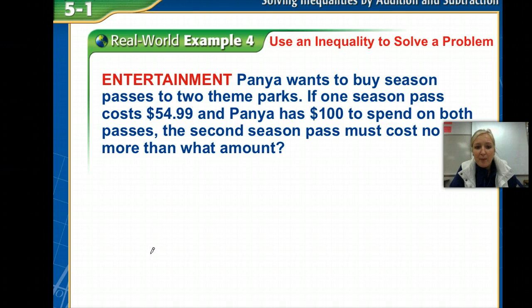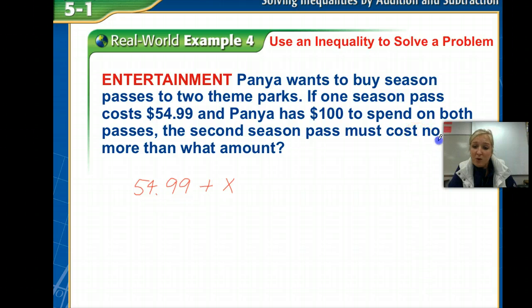In this example, Panya wants to buy season passes for 2 theme parks. If one season pass costs $54.99 and Panya has $100 to spend on both passes, the second pass must cost no more than what amount? So, the first thing that we need to do is identify what we have to be working with. She has spent $54.99 on one pass, and we need to figure out what she can spend on the second pass.